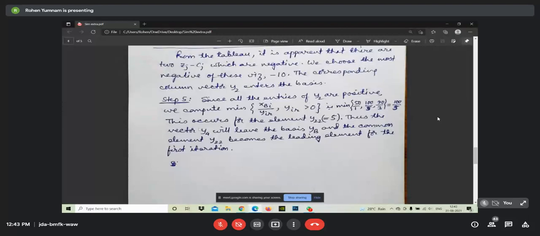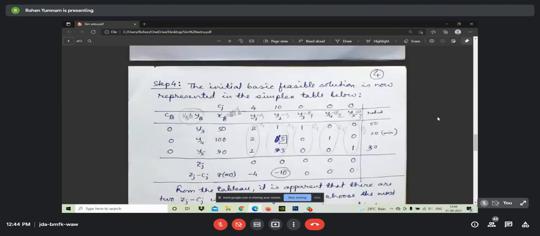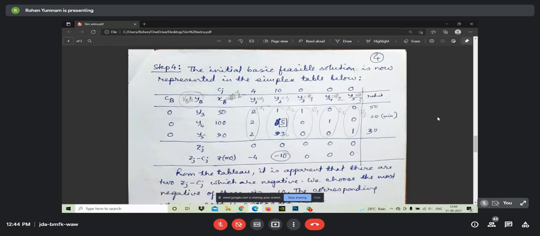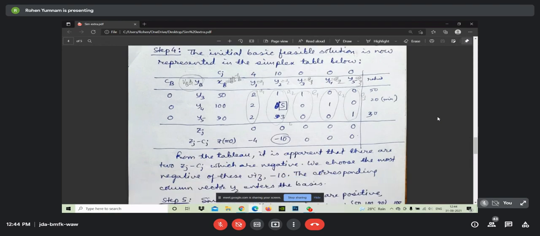Then it is written here, this occurs for the element y22 equal to 5. Thus the vector y4 leaves the basis, and the common element y22 becomes the leading element. Y22 becomes the leading element for the first iteration. This is also important. Y22 means this place. This is y12, the y11, y12, y13 like that. Y21, y22. This is y22. Y22 becomes the leading element.